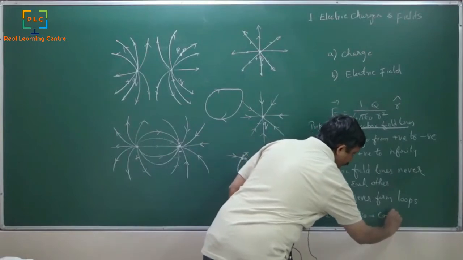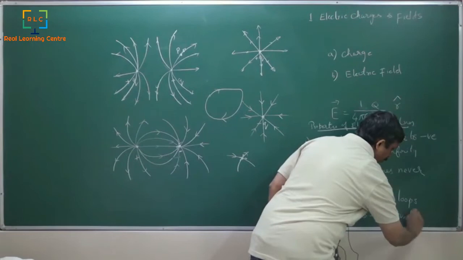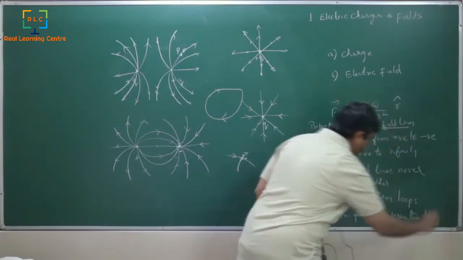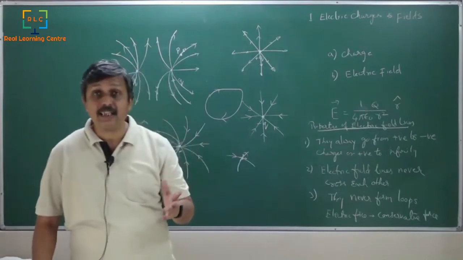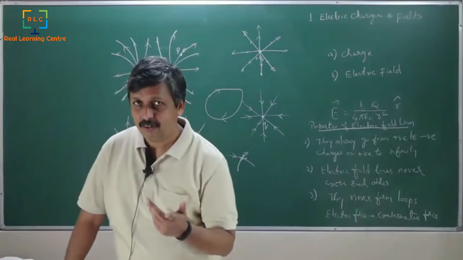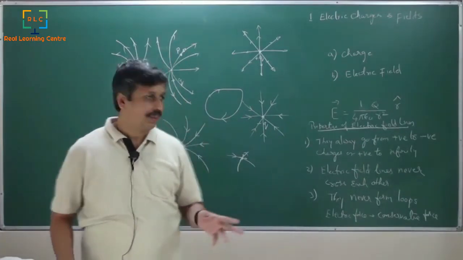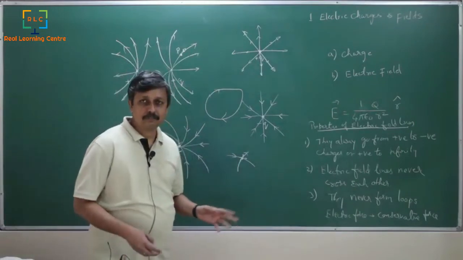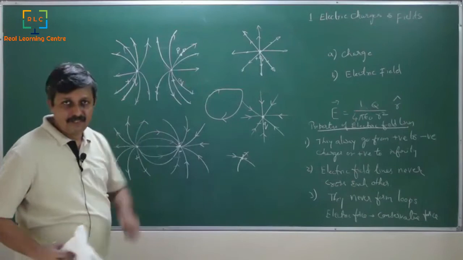Conservative force. So because of that, they never cross each other. Whereas magnetic field lines form loops, because magnetic field lines do not represent the forces. These represent actually the forces. So that is basically our understanding of electric field lines.